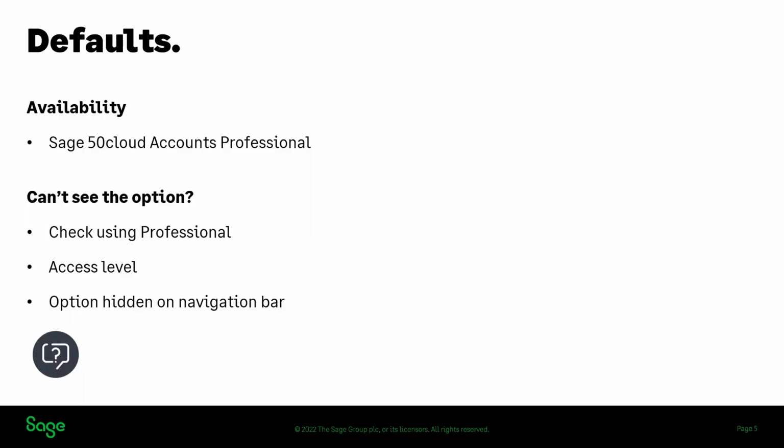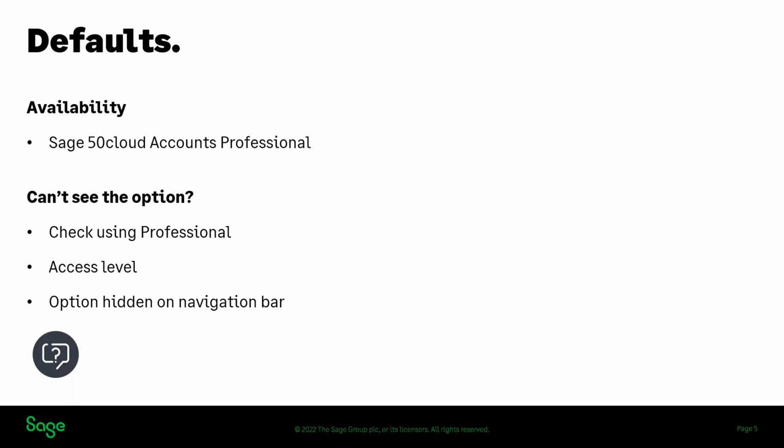Right, so let's get started. Let's start with a little bit of the background first of all for Sage Business Cloud. Availability wise, I've already mentioned it's only available in Sage 50 Cloud Accounts Professional. So if you can't see the option, and this is often what we're finding in some of these webinars that myself and Jackie are running, people are coming along and saying, well, I can't see that option.